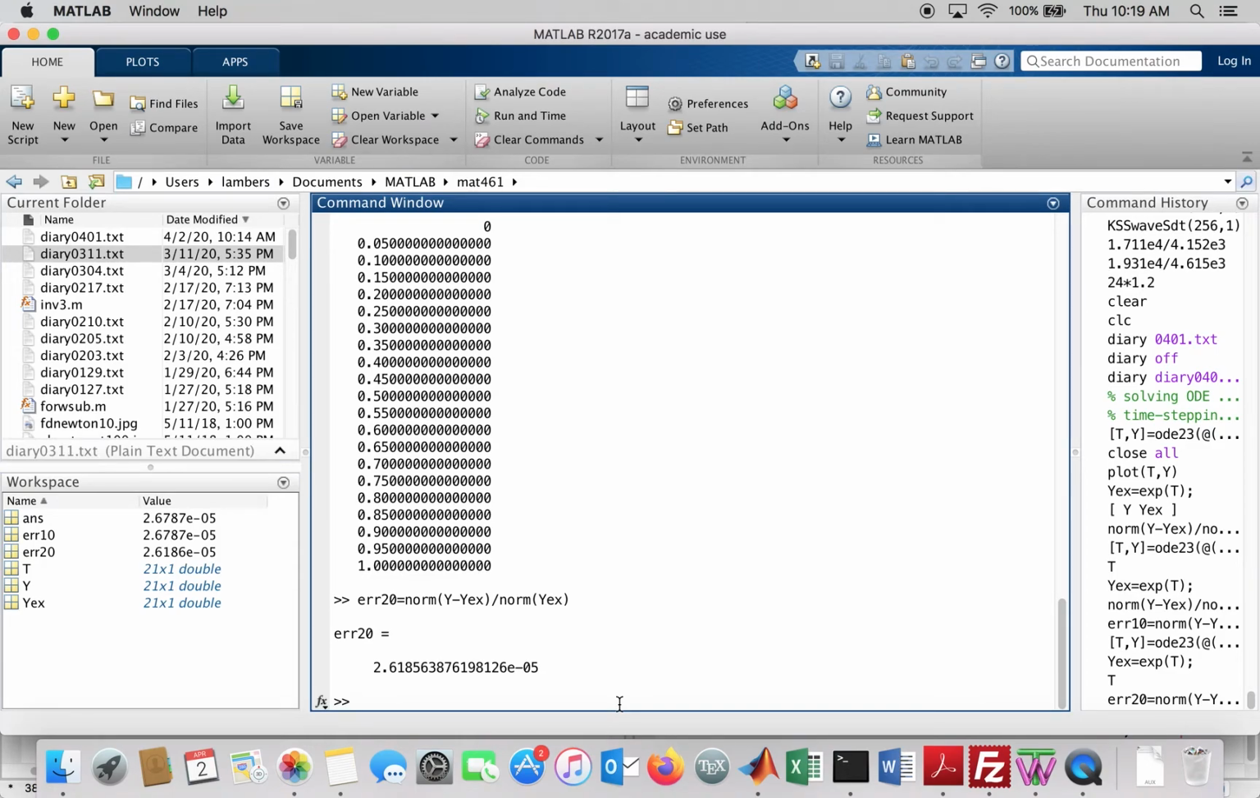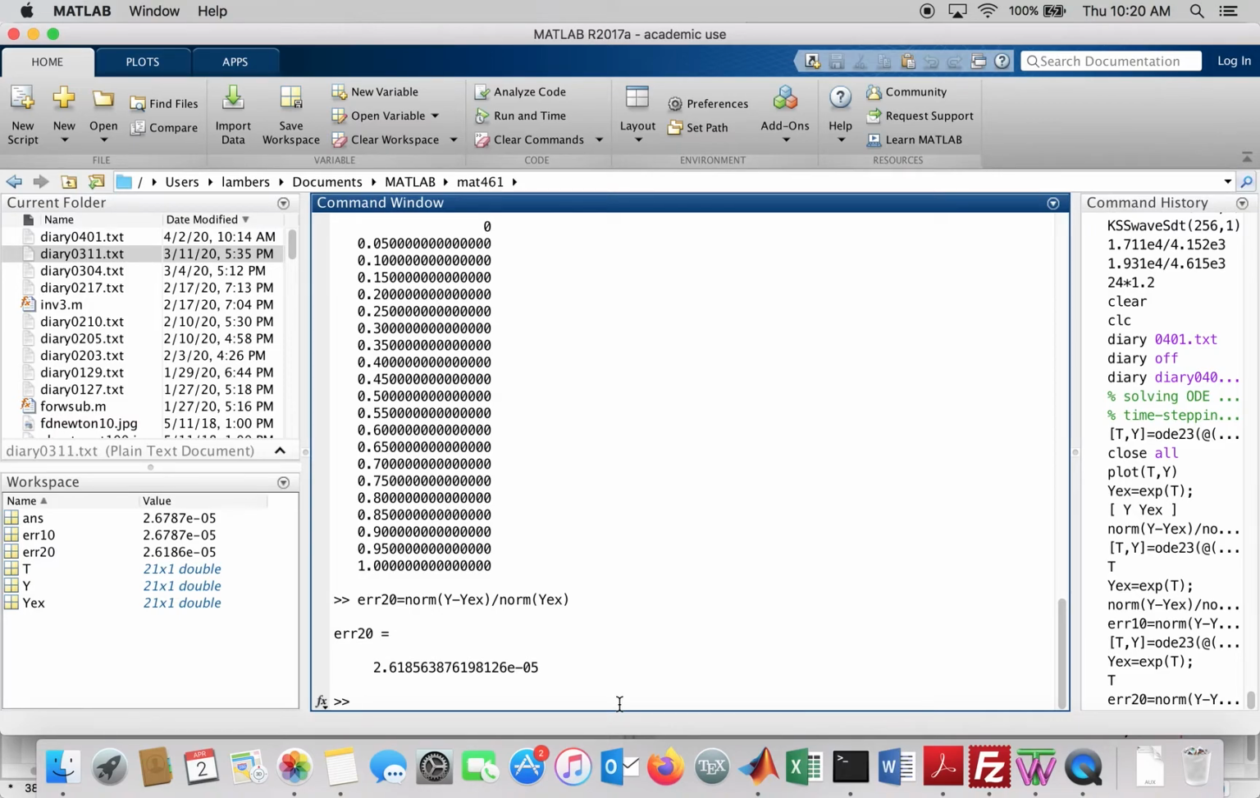Interesting. The error was about the same. Okay, so I guess this is not the order of accuracy demonstration that I was hoping for. It's probably a byproduct of MATLAB's adaptive time stepping, that it tries to reach a certain tolerance instead of just taking fixed time steps. So sorry about that. At least I got to demonstrate how to use these ODE solvers.